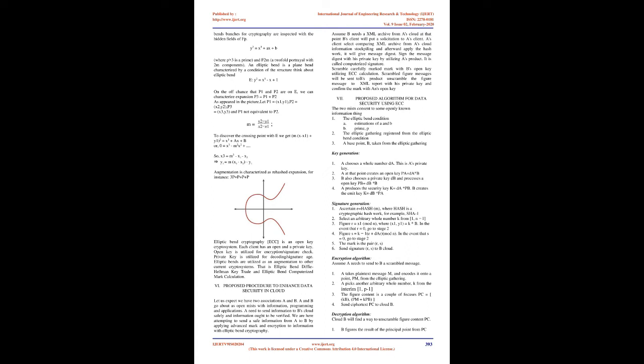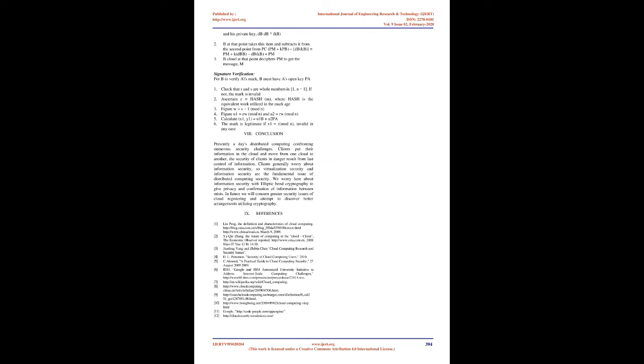Suppose B needs an XML document from A's cloud. Then B's user will place a request to A's user. A's user selects the corresponding XML document from A's cloud data storage and then applies the hash function. It will give a message digest. Sign the message digest with his private key using A's software. It is called a digital signature. Encrypt the digitally signed signature with B's public key using the ECC algorithm. Encrypted cipher messages will be sent to B's software. Decrypt the cipher message to the XML document with his private key and verify the signature with A's public key.